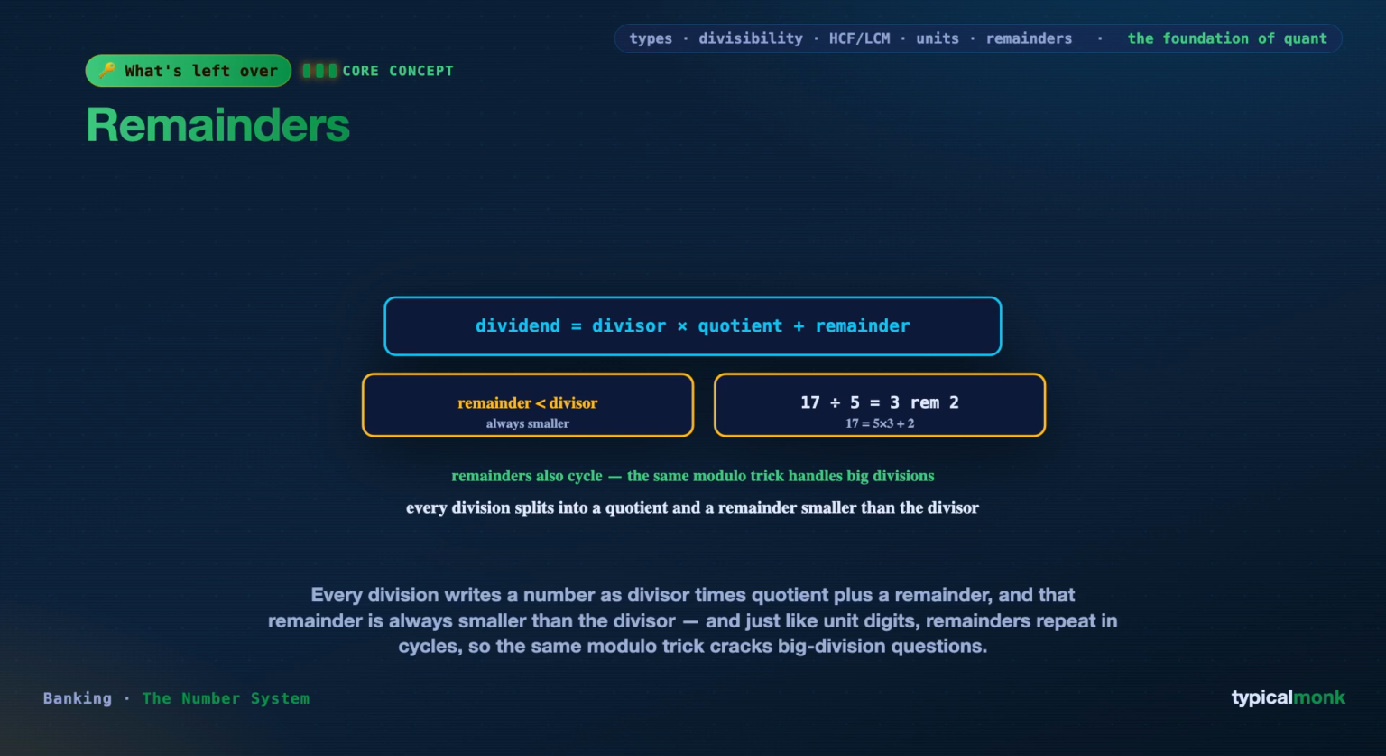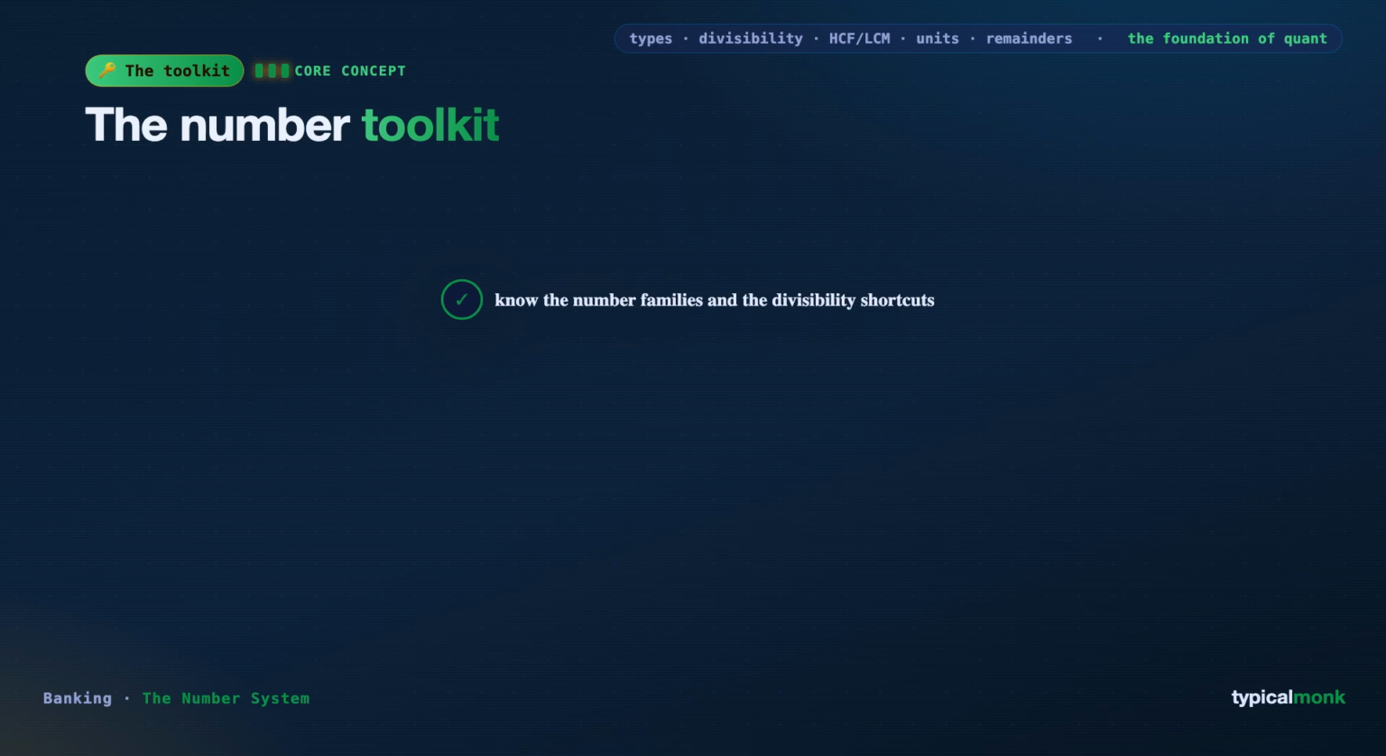So the same modulo trick reduces a gigantic division to a small repeating pattern and hands you the leftover in seconds. Let us gather today's ideas into a single toolkit so you can see how few and how connected these tools really are.